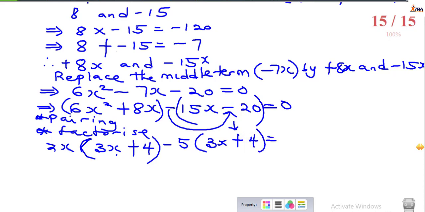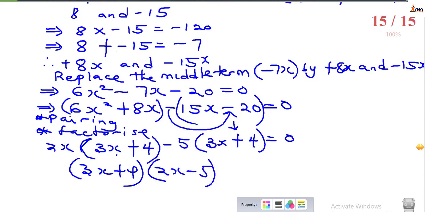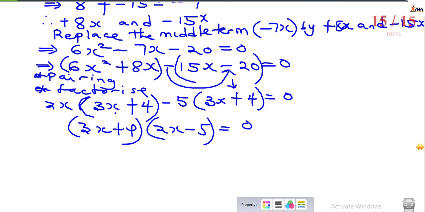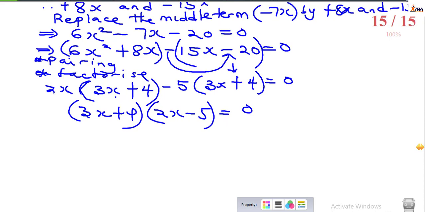So what do you notice? You observe that what you have in the bracket of the first part is what you have in the bracket of the second part. So we pick one of those and we write it, then we combine the one on the outside in the first part, which is 2x, and the one here, which is 2x minus 5, equals 0. So we are not done yet. We have to solve this equation for x. So let's solve it for x now.